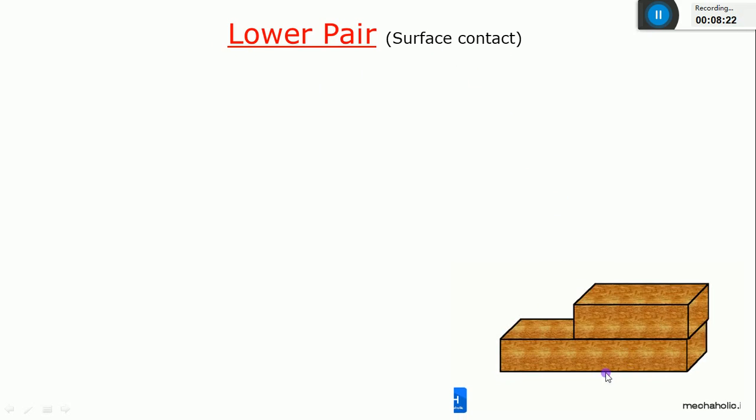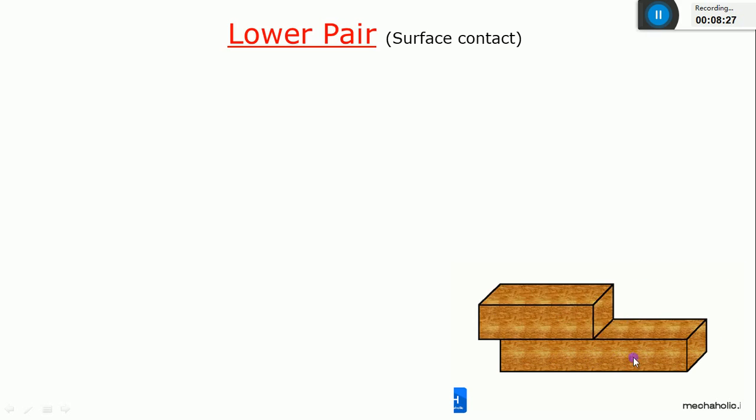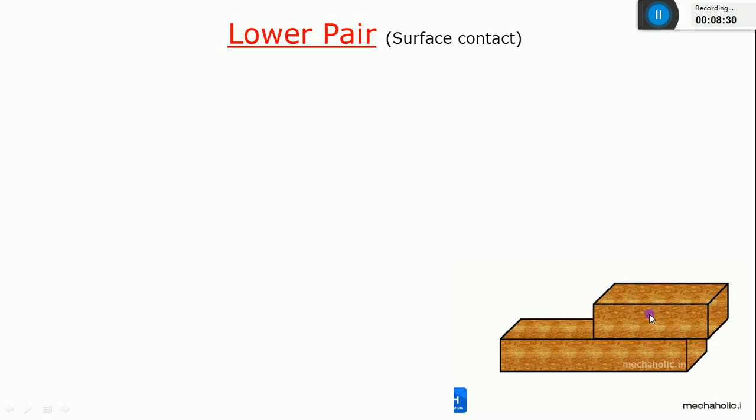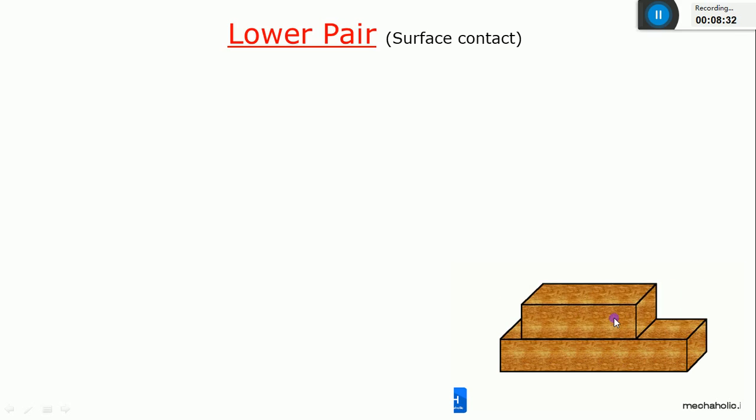Now I'll go to the second criterion, based on the type of contact between two kinematic links or elements. I can classify them as a lower pair and a higher pair. Just remember the keyword for the lower pair is surface contact. You can consider two wooden blocks. This is one element or kinematic link, and above it there is one more. This is also a sliding pair, because it slides with respect to the block below, but I'll concentrate only on the type of contact.